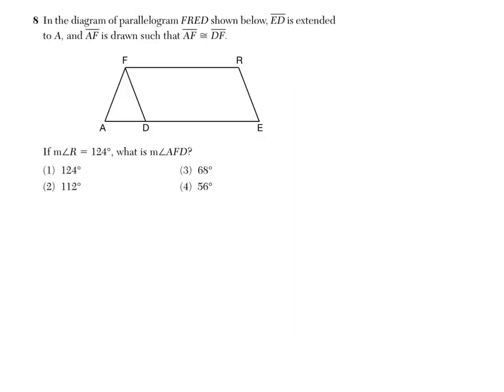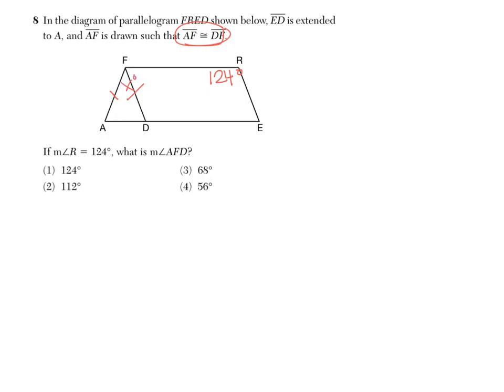Number 8. In the diagram of parallelogram FRED shown below, line segment ED is extended to A, and line segment AF is drawn such that AF is congruent to DF. So I'm going to designate that right now. If the measure of angle R is 124 degrees, what is the measure of angle AFD? So we're looking for this angle measure here.